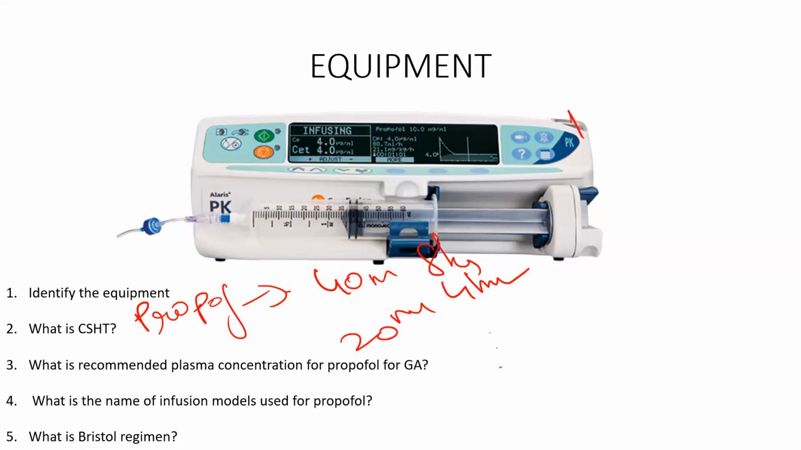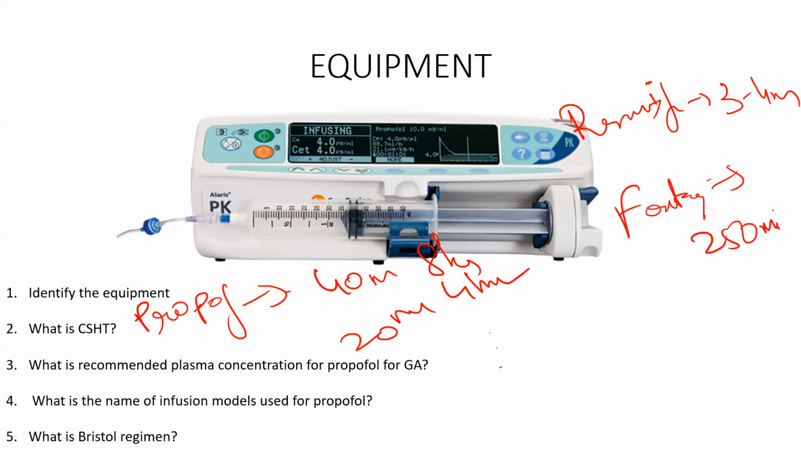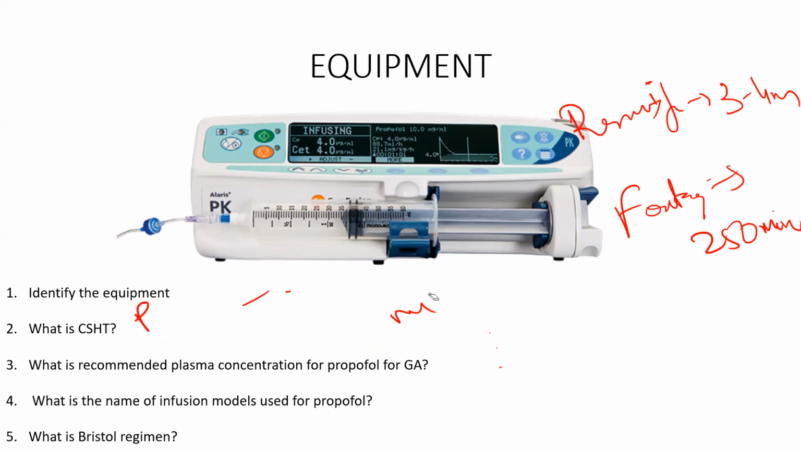What is the context sensitive half-life for remifentanil? It is only 3 minutes, Sir, whatever the dose or duration. 3 to 4 minutes. What is the context sensitive half-life of fentanyl? 240 minutes or 250 minutes. Okay. Right. If you remember propofol and remifentanil, that is more than enough in the exam.